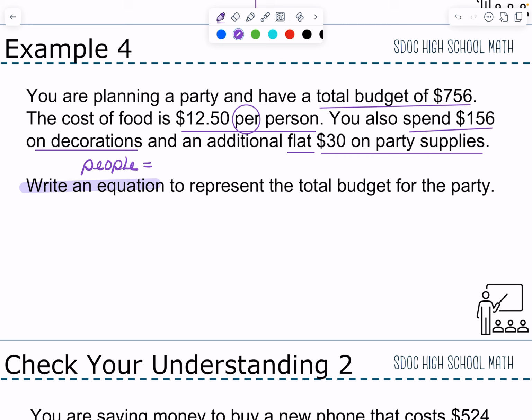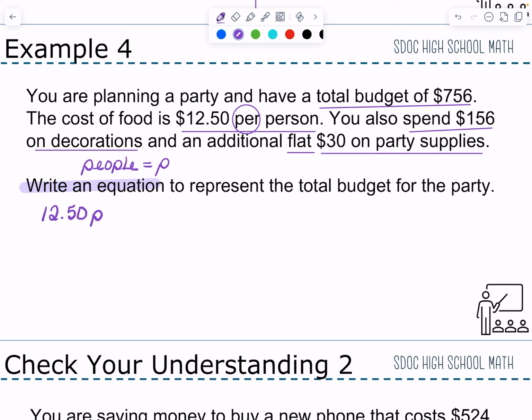So for people, I'm going to go ahead and use P. So I have $12.50 per person, or you could just write 12.5. Okay, so whatever works for you here. So $12.50 per person.